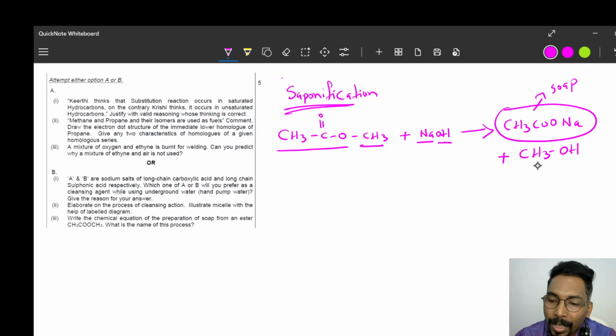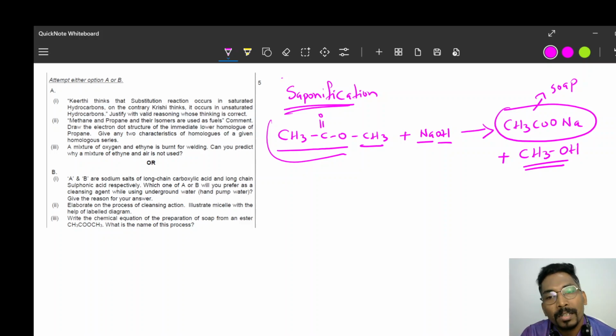And you will also get the corresponding alcohol. From this alcohol and carboxylic acid you get this particular ester, so the alcohol is released back. Clear? This reaction is called a saponification reaction. Saponification means preparation of soap. I hope this is clear. We can move to the next question.